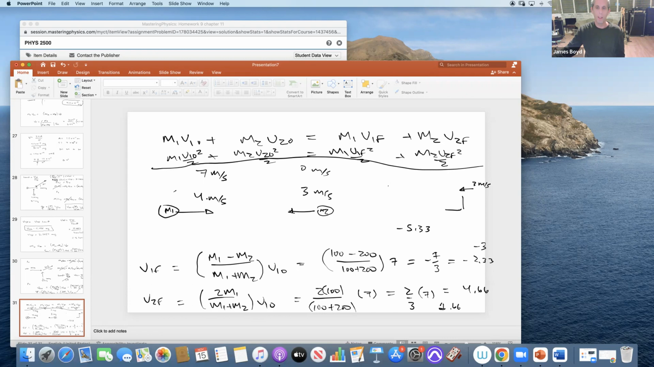We assume that this guy's rest frame is moving at 3 that way, which means this one in the rest frame of 2 looks like it's moving at 7. Do the whole analysis the way we do it with one of them at rest, and then subtract the 3 afterwards, subtract 3 from each of them to put it back in their frame.